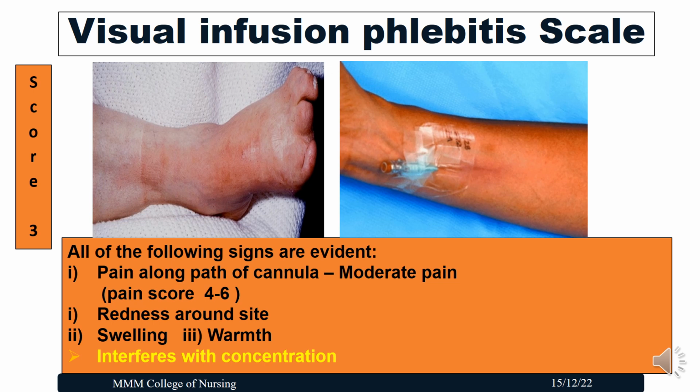In grade 3, all of the following signs are evident: pain along the path of the cannula, moderate pain with a pain score of 4 to 6, redness around the site, swelling and warmth. It interferes with concentration, which indicates that the patient is having moderate pain.